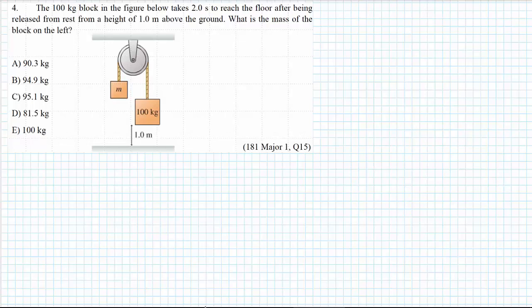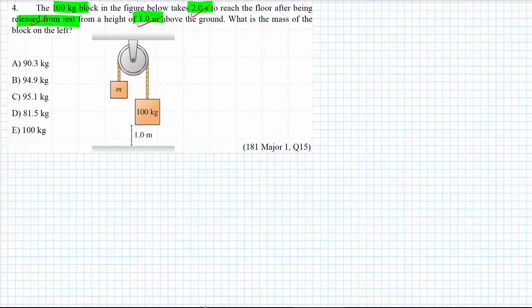Okay, let's read this problem together. The 100 kilogram block in the figure below takes 2 seconds to reach the floor after being released from rest. Released from rest means its initial speed is 0, from a height of 1 meter. So now we have 3 pieces of information. We have the time of the movement, we have the initial speed of the movement, we have the distance of the movement.